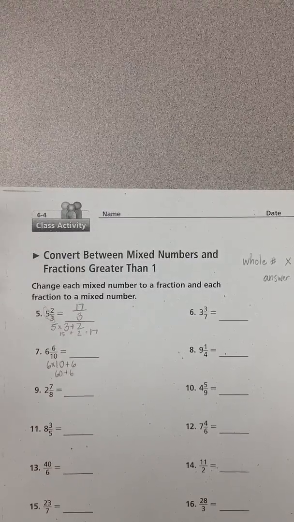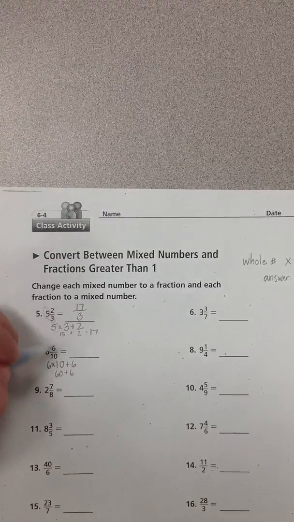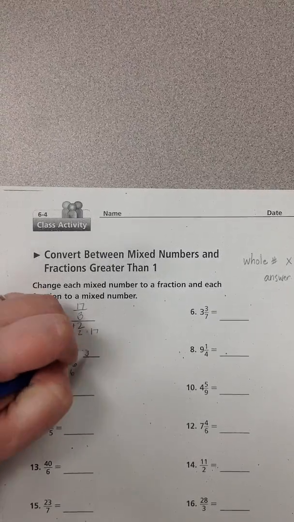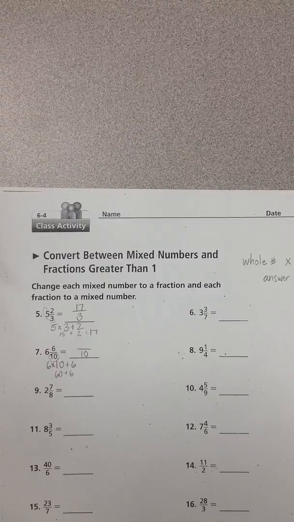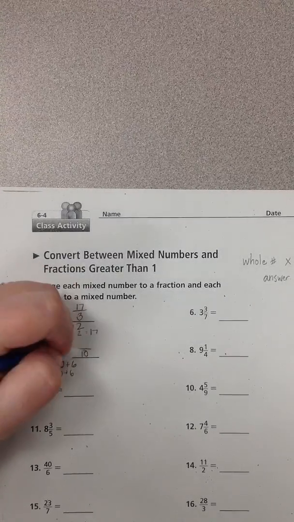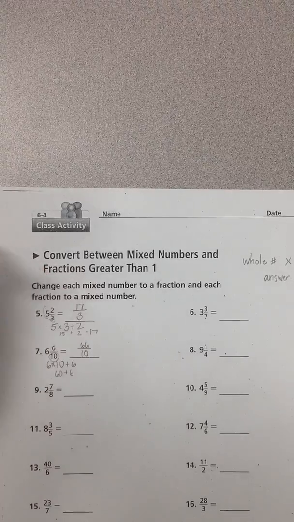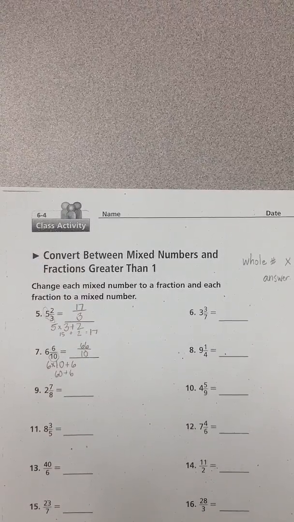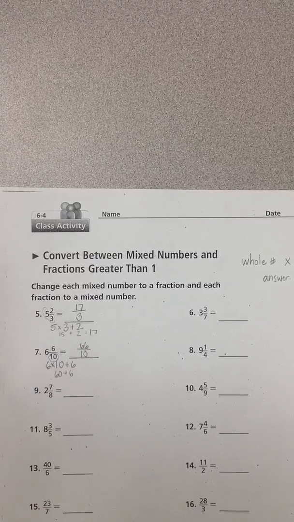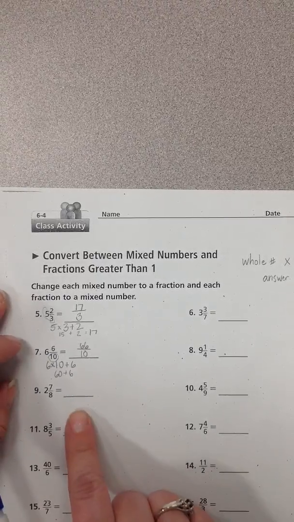Well, what's my denominator? Remember, my denominator is whatever is already on the bottom. I'm not going to change it. So everything's going to go over 10, and I know 60 plus 6 is 66. So 6 6/10 is 66/10. Let's look at number 9.